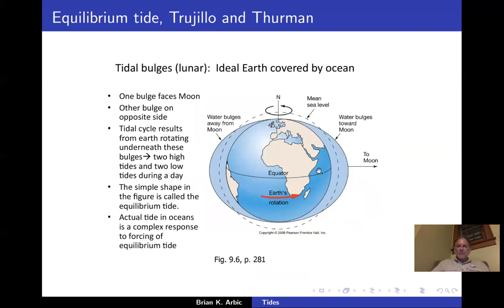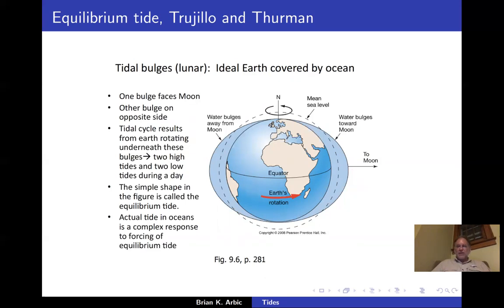And so you have these tidal bulges in an ideal Earth covered by the ocean, both on the side facing the moon and on the other side. And so the tidal cycle results from the fact that the Earth is rotating underneath these bulges. So it's going to see a high equilibrium tide when it's underneath the moon and on the other side, and in between those, it's going to see low tides. So as it rotates during a day, it's going to see 2 high equilibrium tides and 2 low equilibrium tides.